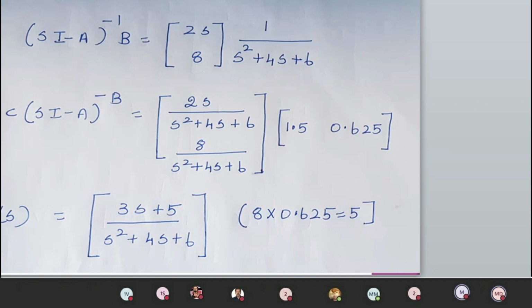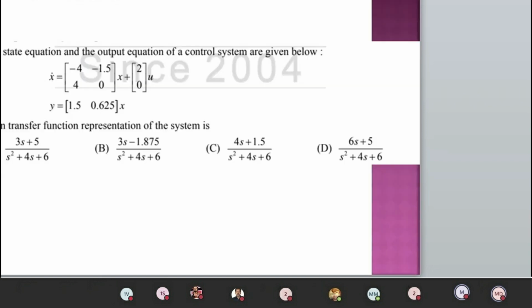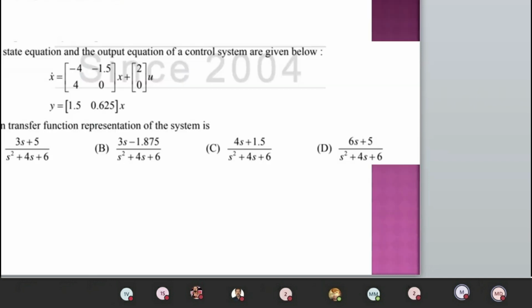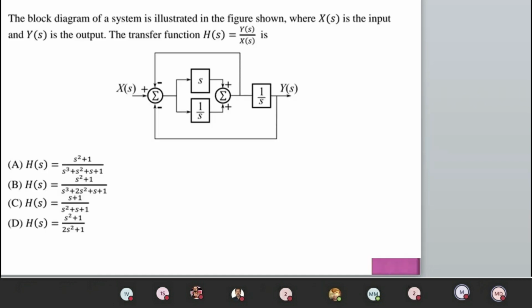So the expression for transfer function using state transition matrix is C into sI minus A inverse of B. For that, first find sI minus A inverse. S into I, where I is identity, A is nothing but the first variable. Okay, so here the first variable is -4 minus 1.5 4 0. B is the second variable. What is B here? 2 0. Okay, thank you. So what is the correct choice? 3s plus 5 over s square plus 4s plus 6.